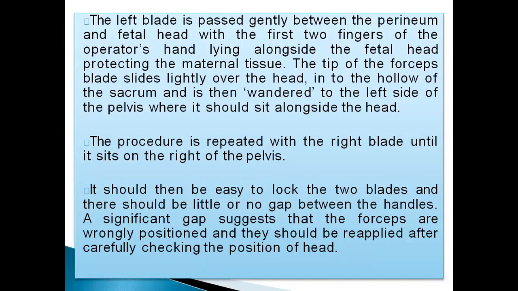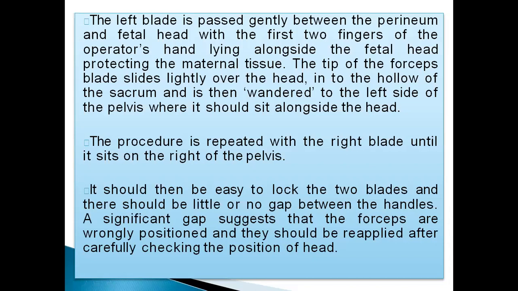First two fingers, whoever is doing the procedure, the first two fingers of the operator's hand lying along the side of the fetal head protect it. So first what we have to do, whoever does the procedure, their hand has to be inserted vaginally and taken up to the baby's head with the first two fingers, and in the same way we insert the left blade. Okay, and the same procedure we have to repeat with the right blade. Okay, and then we will lock. If both blades are in a good position, it will be easy to lock. We have to see that there should be no gap between the handles. If there is a gap, it means the blades are not in the correct position, so we have to remove them and do it again.